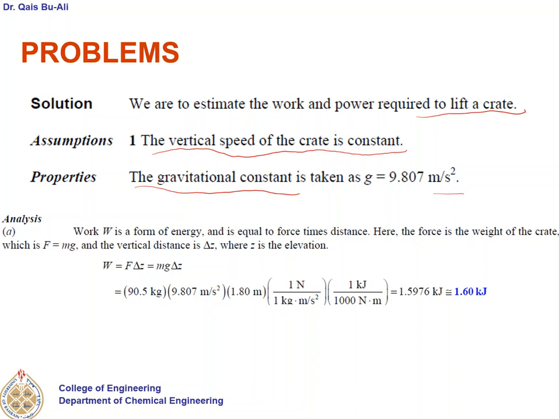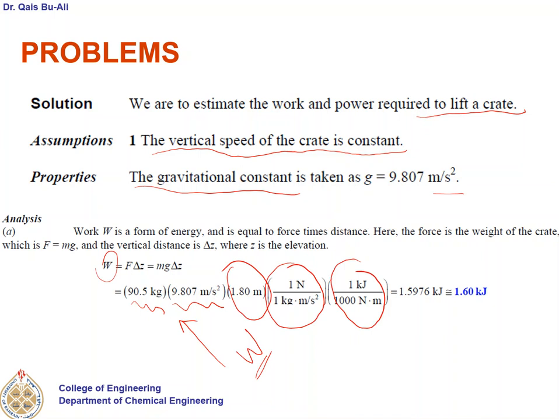And as I told you, for the work, we'll take the mass and multiply it by g, so this will give us the weight, which is the force in this case. We multiply it by the delta z, the distance the crate was, let us say, raised. And from now on, you can use the conversion factors. This one is for the force, and this is for the work.